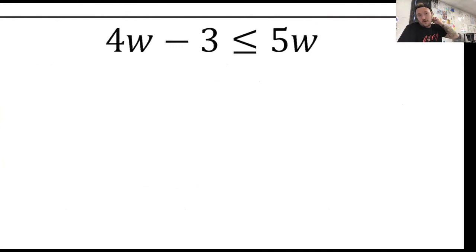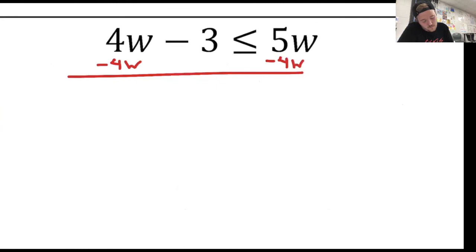All right, so now you have 4w minus 3 less than or equal to 5w. So if you notice, you have the variable on both sides. So remember, move the smaller variable. So between 4 and 5, 4 is your smaller one, so I'm going to move that one. So I'm going to subtract 4. So I have negative 3 less than or equal to 5 minus 4 gives you 1w.